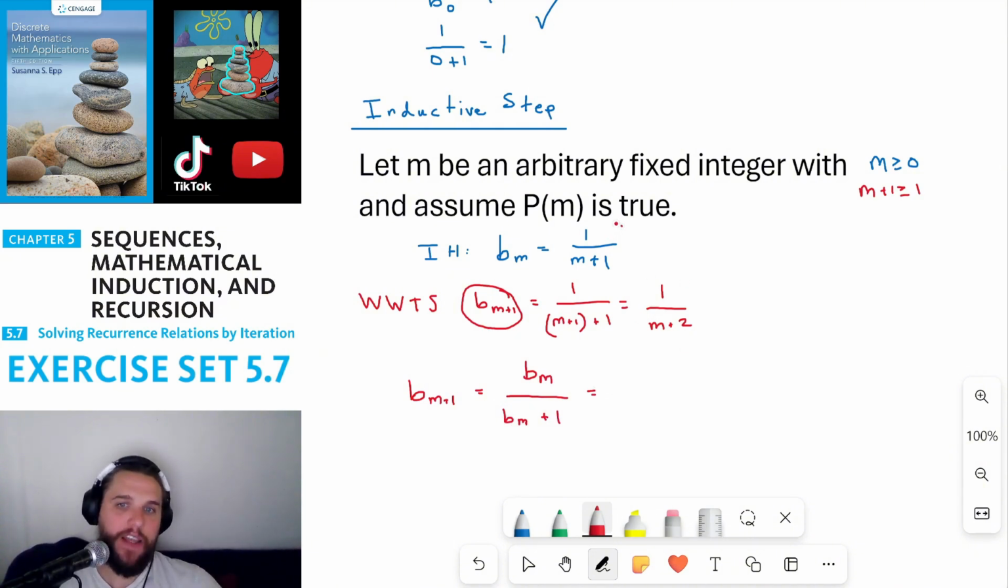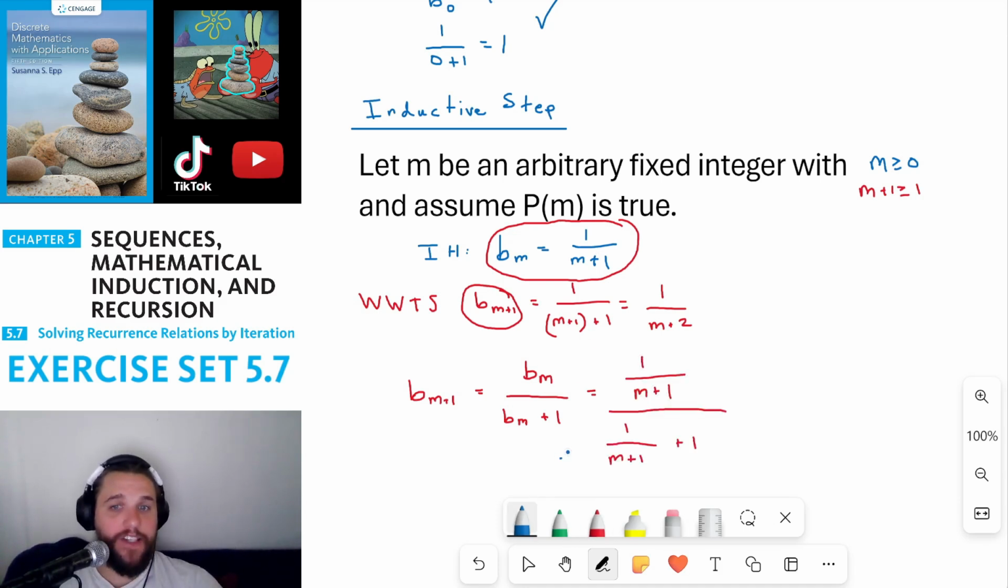Now we can apply the inductive hypothesis because we know what b sub m is. So let's plug in 1 over m plus 1 into these b sub m's here. Now, since we use the inductive hypothesis, we need to tell the reader that we're using the inductive hypothesis. So I'll put by the inductive hypothesis here. And we can simplify this fraction by multiplying the numerator and the denominator by m plus 1 to get 1 over 1 plus 1 times m plus 1, which is just 1 over m plus 2.